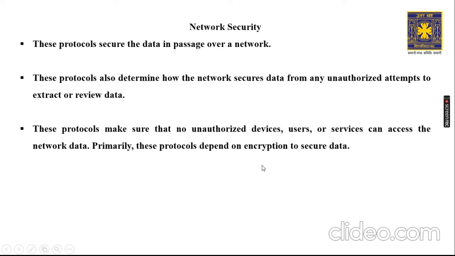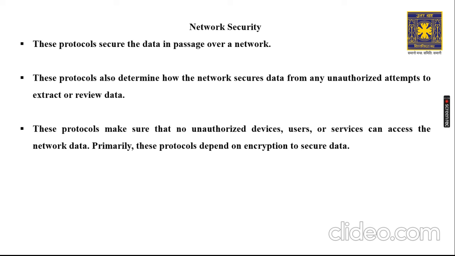Now we have a third category of protocols that are called network security protocols. These protocols secure the data in passage over a network. They also determine how the network secures data from any unauthorized attempts to extract or review data. These protocols make sure that no unauthorized devices, users or services can access the network data. Primarily, these protocols depend on encryption to secure data.